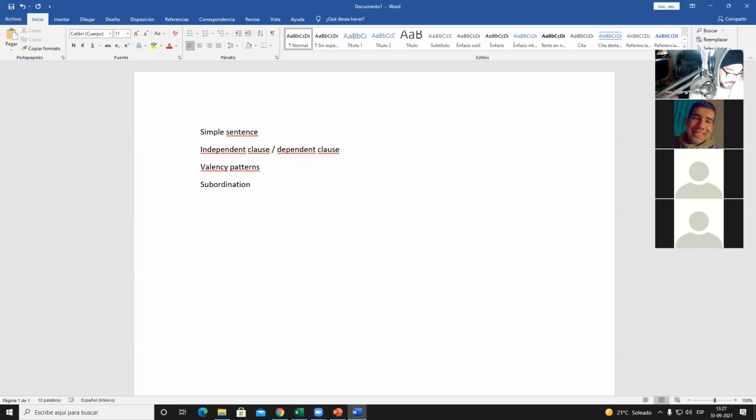Y cuando hablamos de subordination, hablamos de conjunctions. Una vez que hablamos de subordination y conjunctions, hablamos de complex sentence. Revisamos muy por encima un poquito de coordination, por lo que también revisamos muy a la rápida compound sentence. Eso es lo que hemos hecho. Deberían reconocer todos esos nombres.